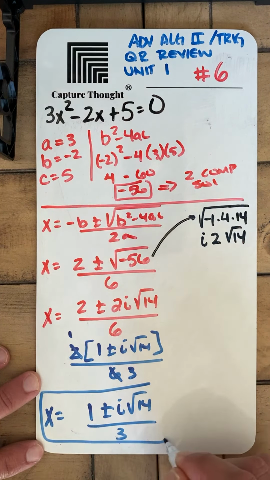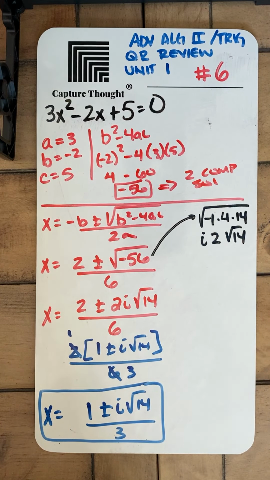So that's what you're looking for when you're all said and done. A lot of students have trouble with this part, but you have to be able to break it down and just look for those factors that are perfect squares.